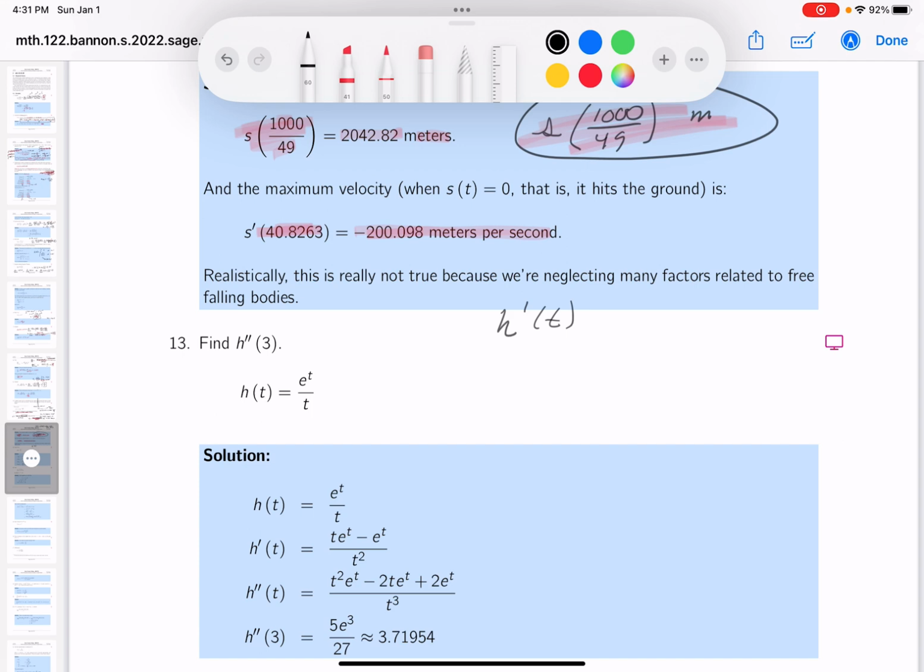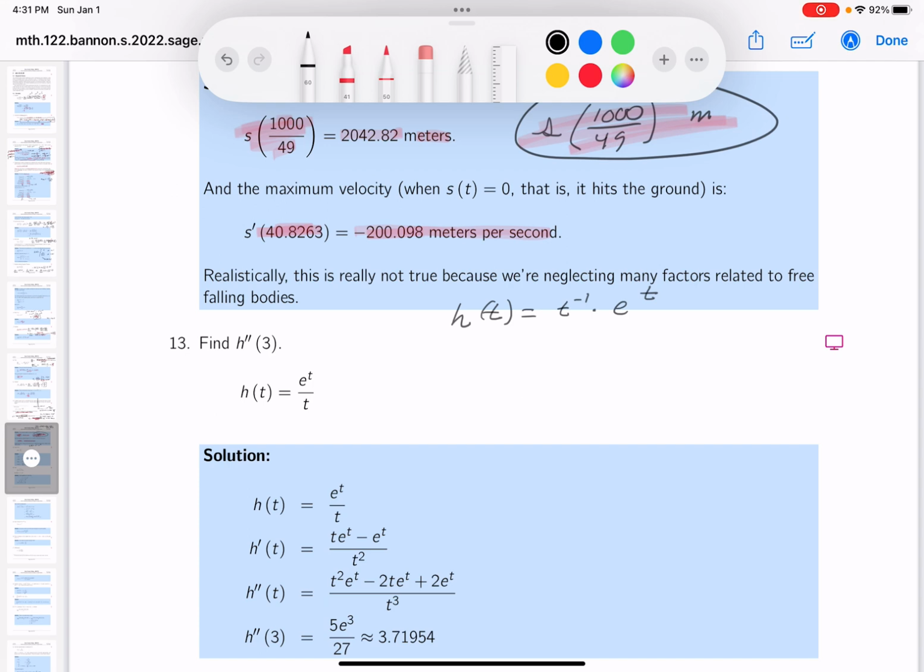You know what I'm going to do first? I'm going to do it a little differently than it was done in the notes, by the way. I'm going to do it as a product rule. Let me write that down for you. So h(t) is going to be equal to t to the minus 1 times e to the t.